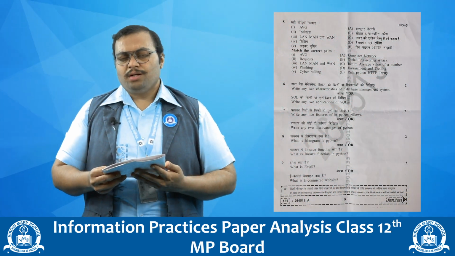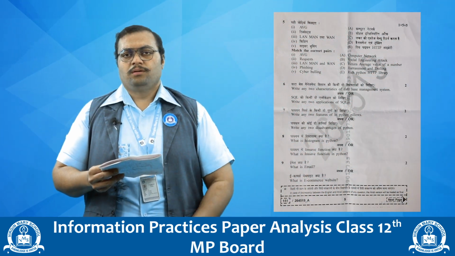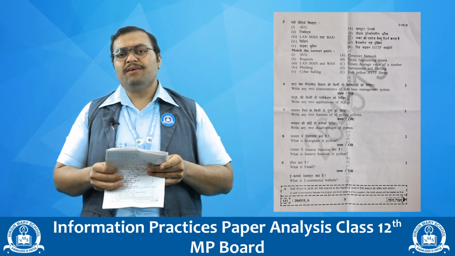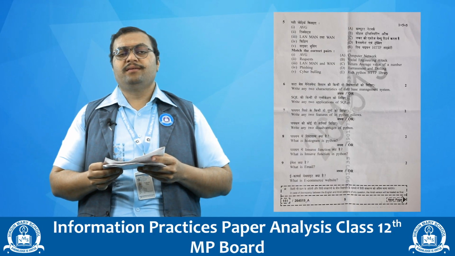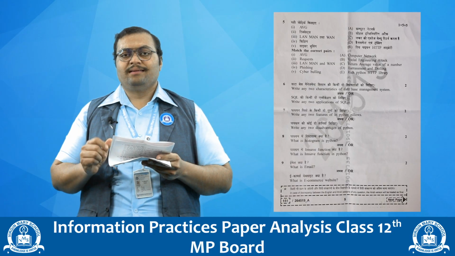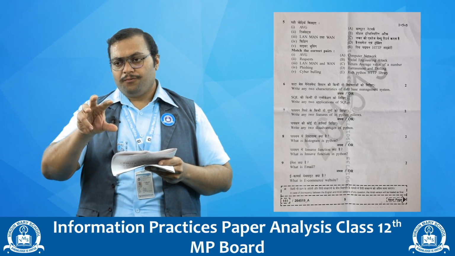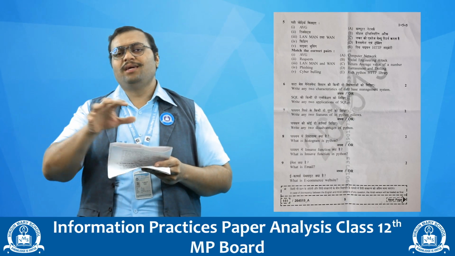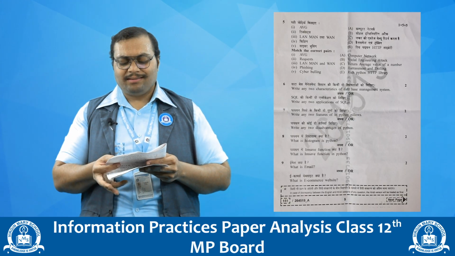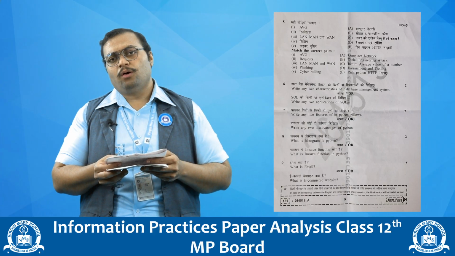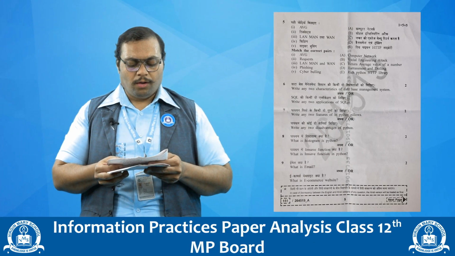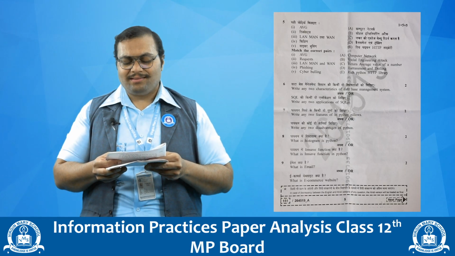Moving on to the next question, match the columns. Very first match the column is AVG. We remember AVG is an aggregate function which finds the average value of the given numbers. So the correct option is C, returns average value of a number. Very good.